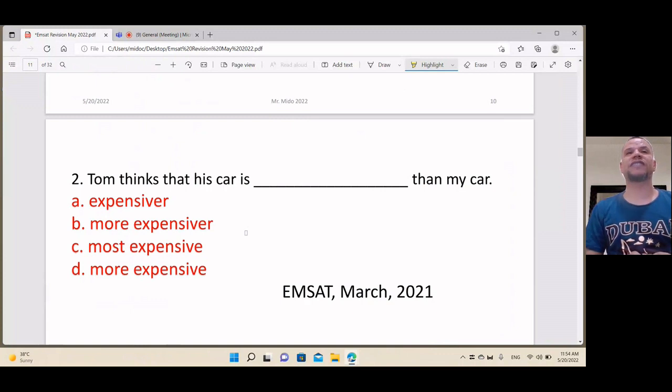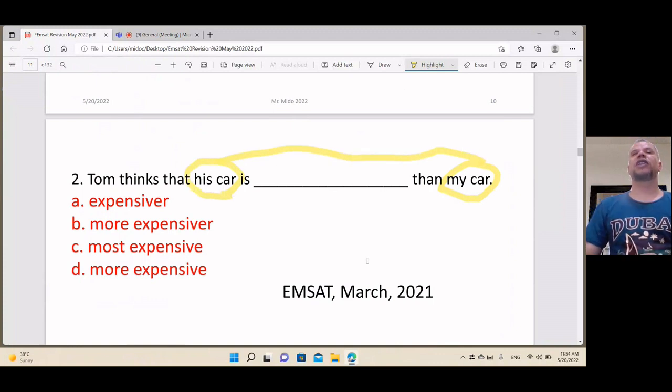Second one. Tom thinks that his car is blank than my car. So how many things do we compare? Two. His car, my car. So it's a comparison. It means I have to use than here in the sentence. So I use an adjective plus er, or more plus adjective. Which one is better? Here is D, more expensive than my car.